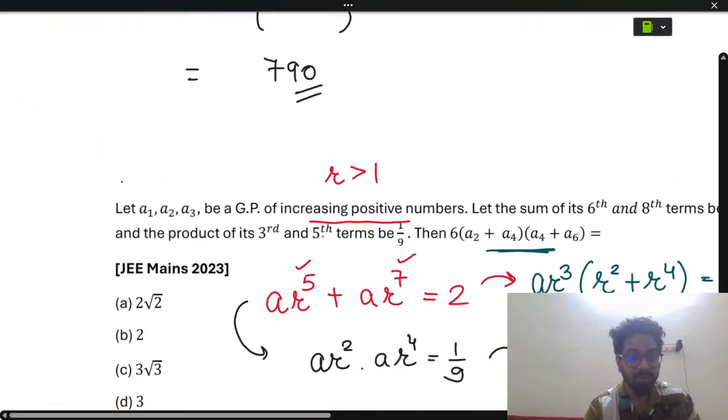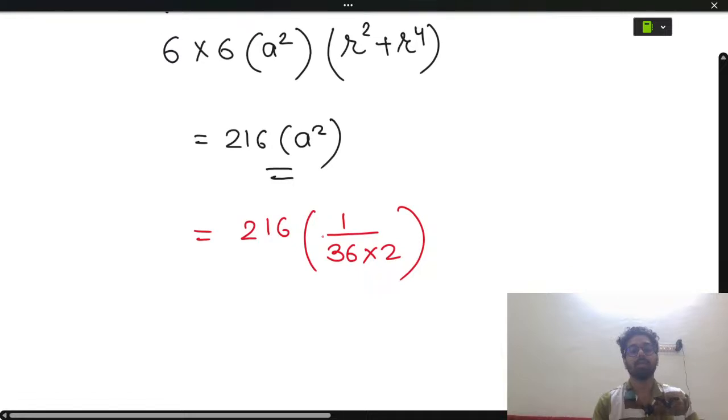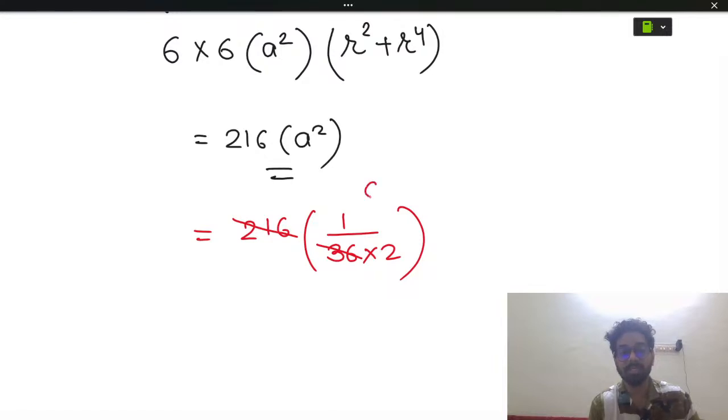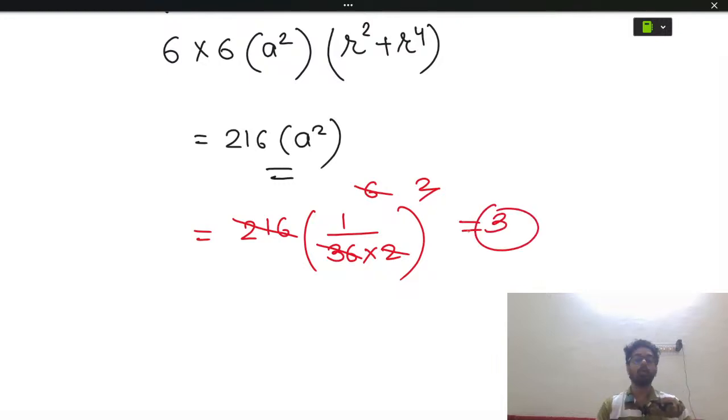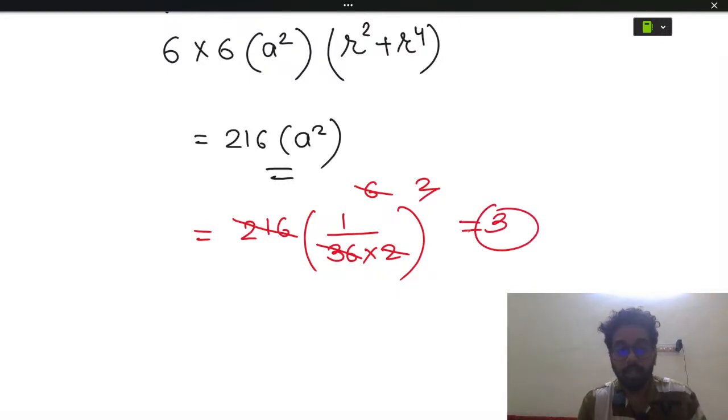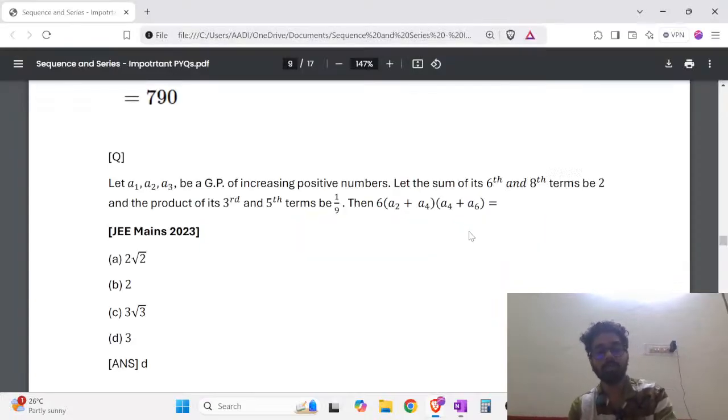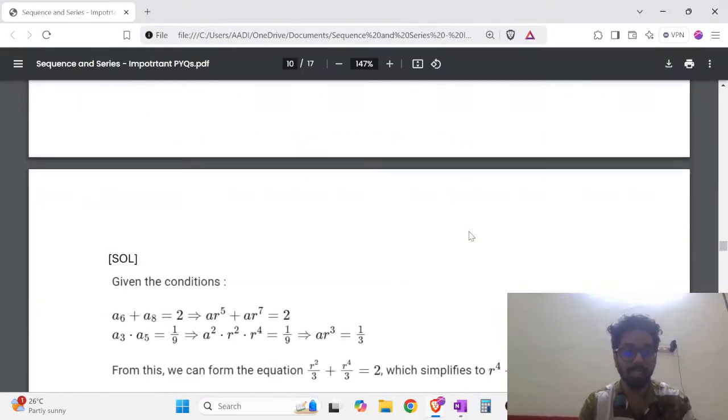Okay, so do we have a rational option? Yes. Now here this is 6 cube, this is 6 square, so 216 by 36 is 6, 6 by 2 is 3. So the answer is 3. So I hope it is clear. Okay, so that's how we will solve this question. So the answer is D, yes, correct.